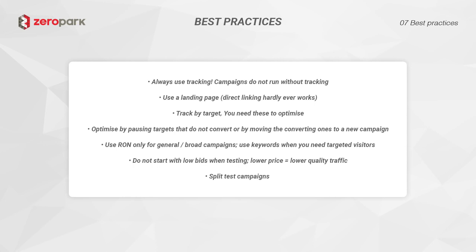You need these to optimize, so you must always keep an eye on your target IDs, because this will tell you which targets are really working with your campaign, and you can always bid up on them. Then you can optimize by pausing targets that do not convert, or by moving the new targets to a new campaign. So like we looked at earlier with the target campaign, you can move the converting targets across to that and really start to work on a good campaign.